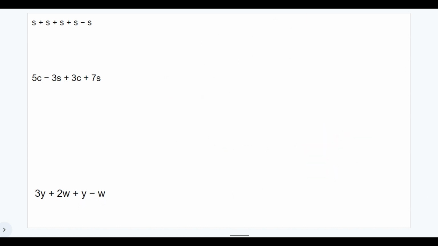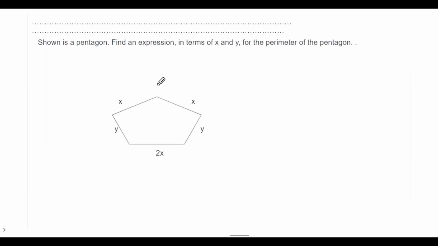Okay, so now let's start with more questions. Here is a pentagon in front of you. What you need to do, you need to find the perimeter of a pentagon. So you know, to find a perimeter of any shape, we need to add all of the side lengths. So here we have the lengths, that is x, x, y, y, 2x. So what I need to do, simply writing over here all the lengths and adding them. But one thing you need to do is you need to collect first like terms.